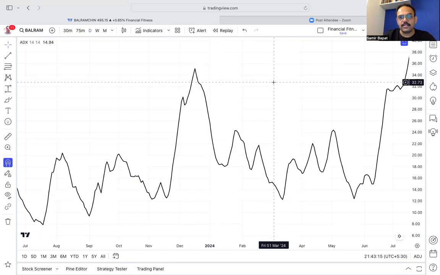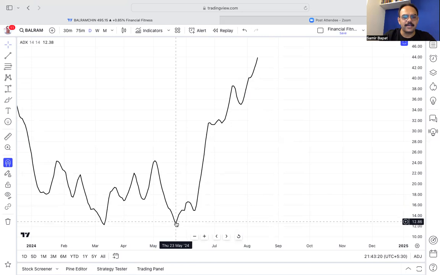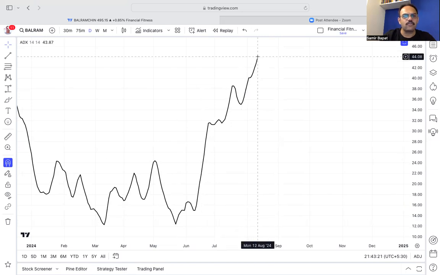ठीक है. So this line will move between 8 to 10 to 45. इस केस में जैसे यहाँ पे है हमारा है 12. Now it has gone to 43, 43, 50. That's it.